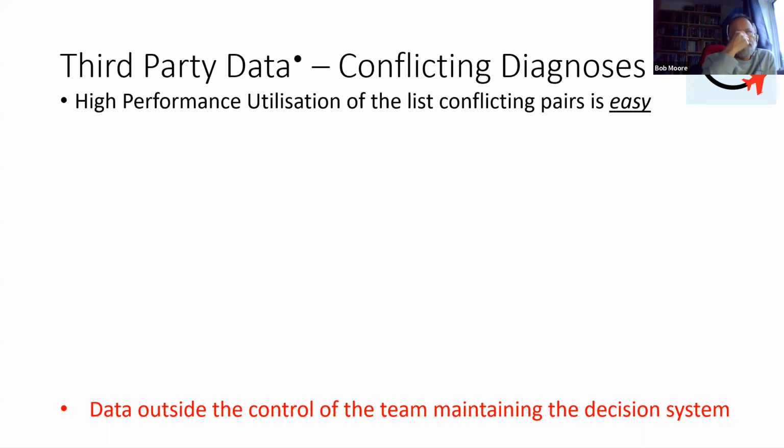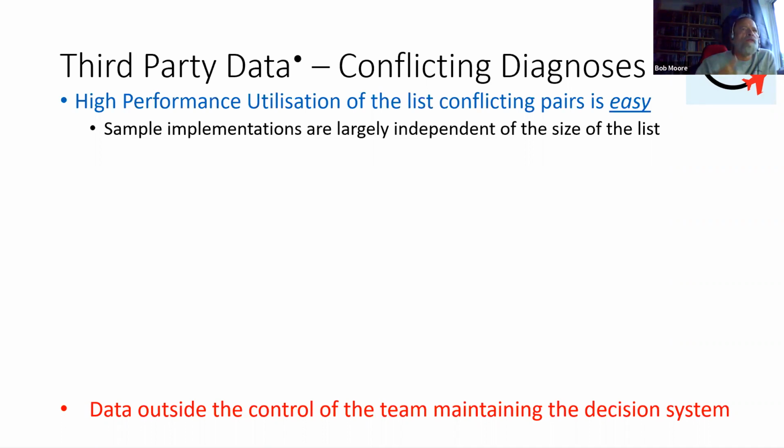And here, for this particular example, high performance utilization of the list is really quite an easy thing to do. The solutions which have been posted on the DMC site, the performance of those systems is independent pretty much of the size of the list. The performance wouldn't change a great deal if we only had 7,000 pairs of conflicting diagnoses, or if we had 700,000. It's not really dependent on those sorts of things. But maintaining this data is not going to be particularly simple.